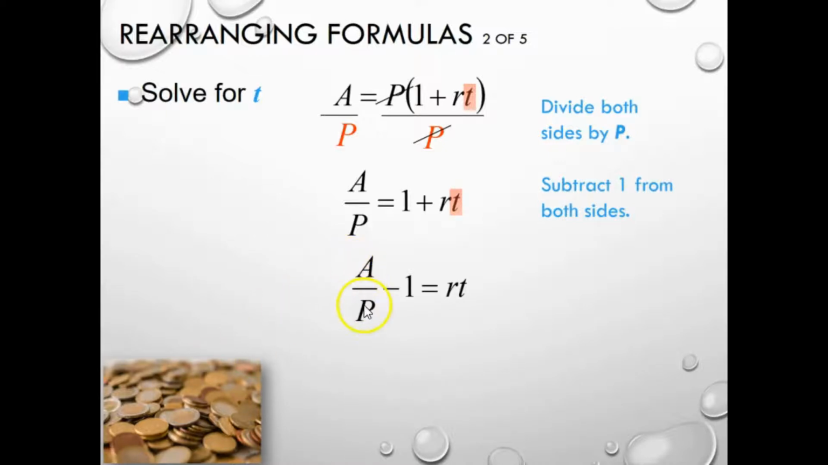Because we don't have like terms, and don't know values for a or p, we have to leave that rational expression a over p and simply subtract 1. Last, we need to eliminate the coefficient on t so that we only have a coefficient of 1. So dividing both sides by r results in the following equation. We also could have multiplied by 1 over r, the reciprocal of r, and ended up with an equivalent answer for the value of t.